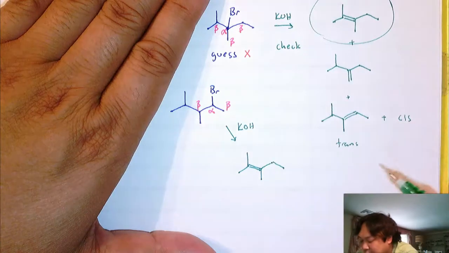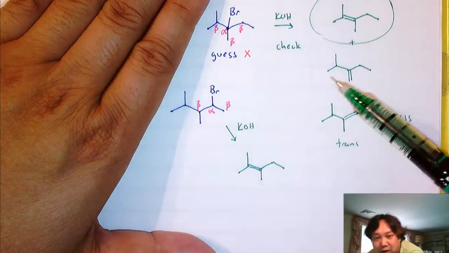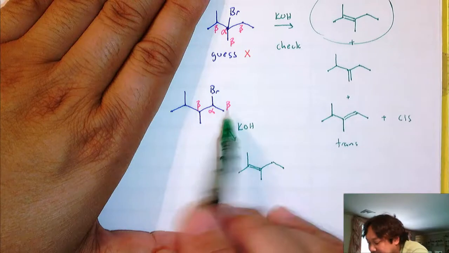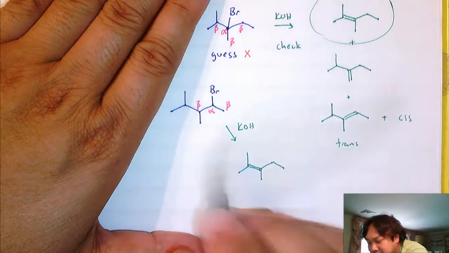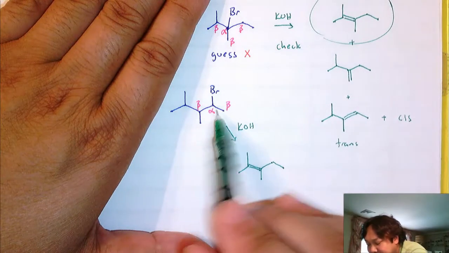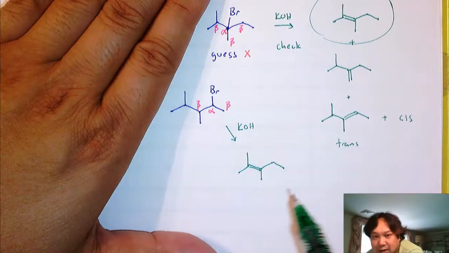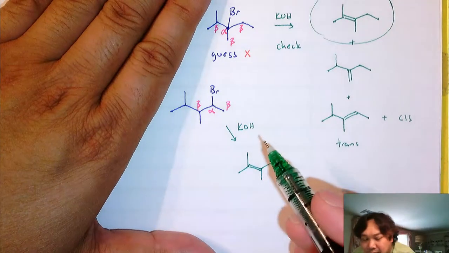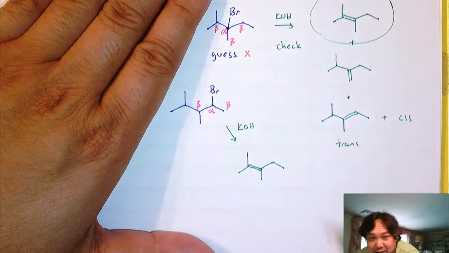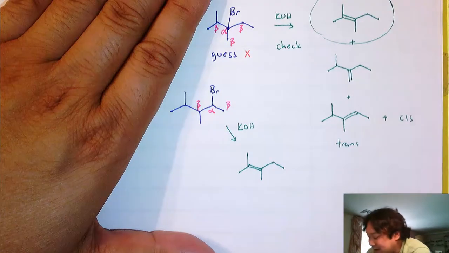Why was I worried that I would get more than 2 products? Because you have 2 beta carbons, shouldn't you be making 2 products? A double bond on the left and a double bond on the right? Well, what if one of those alkenes was cis and trans?